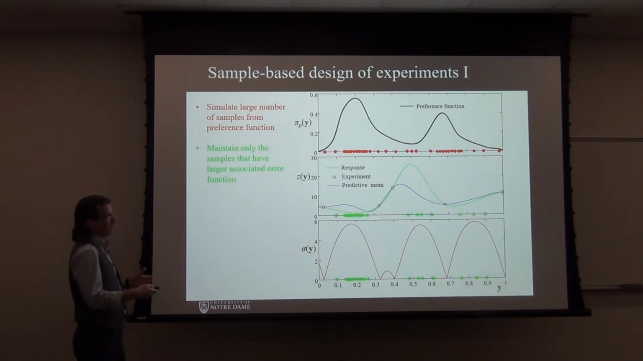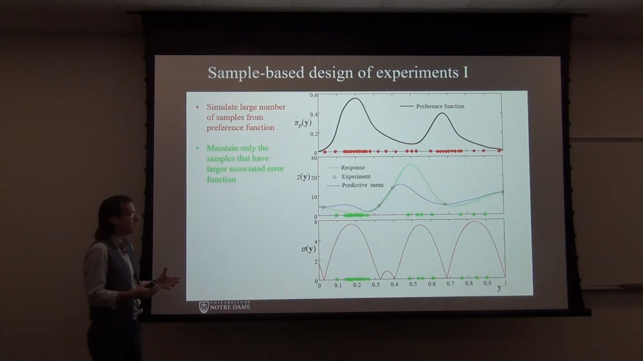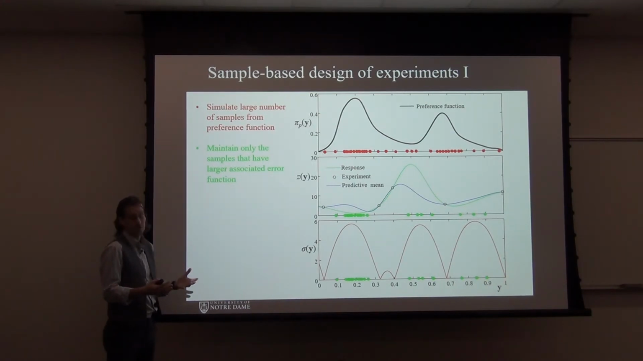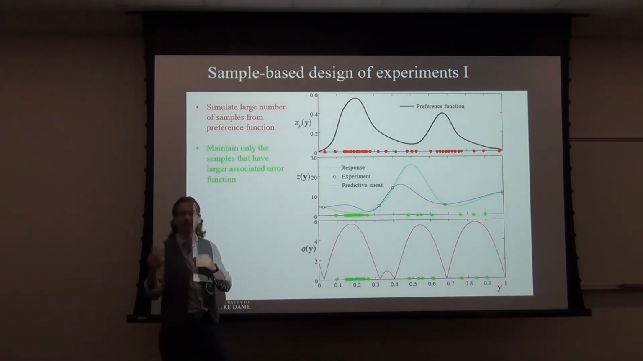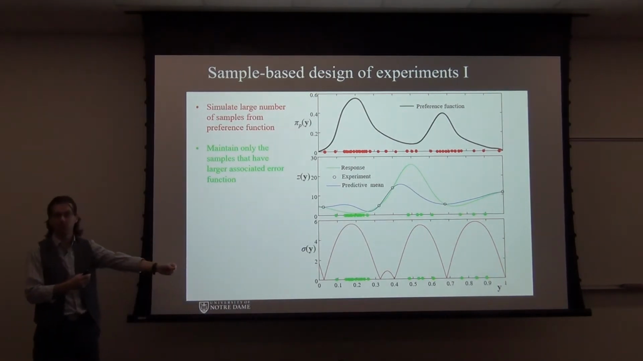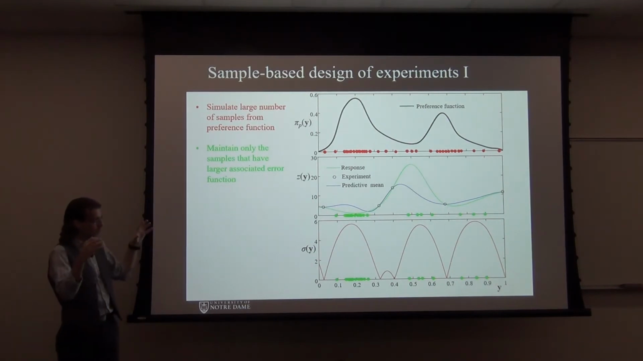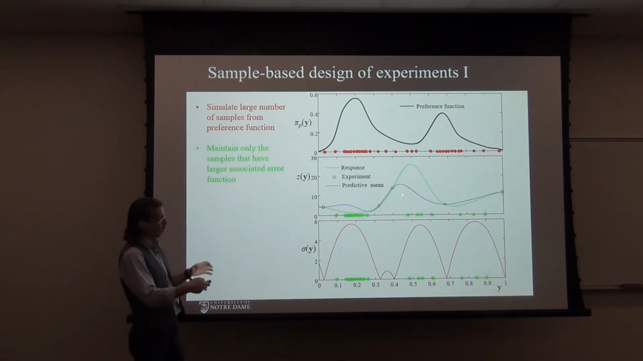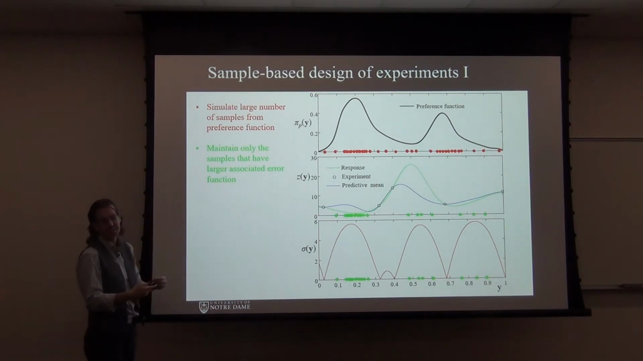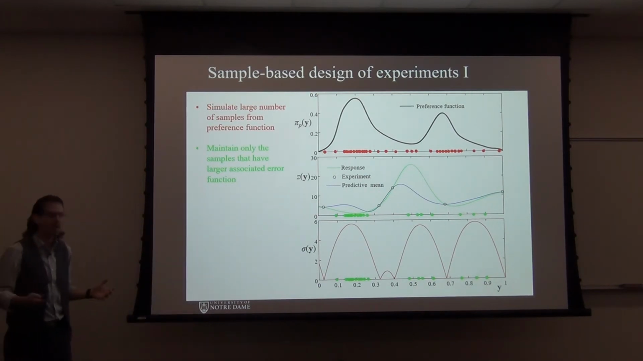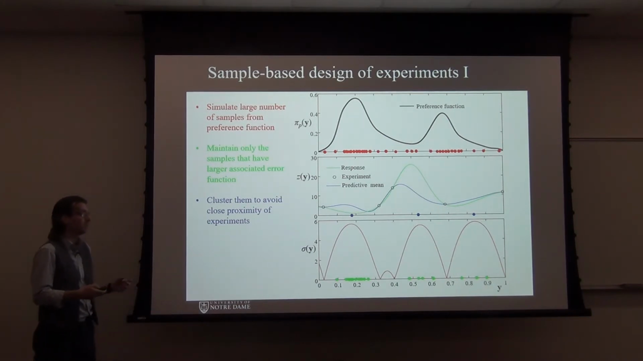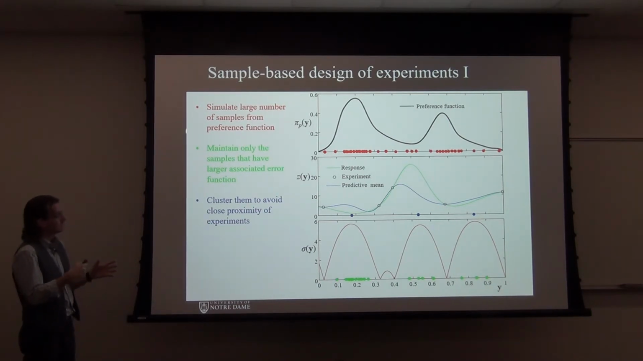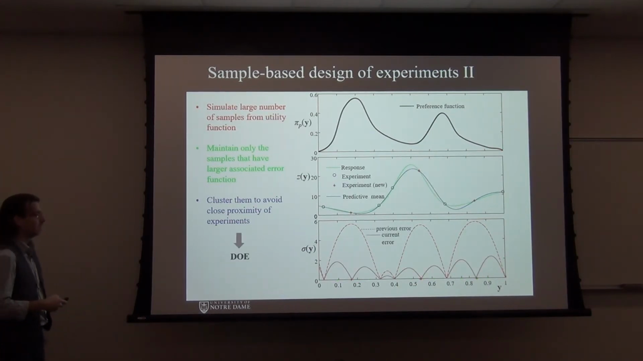But if you go and use all of this as the next experiment, you don't need all of them. Because some of them, the ones that are close to one another, one gives you good enough information for the other as well. So rather than including all of these as new experiments, you can cluster them into the desired number of experiments so that you avoid close proximity experiments. And so these three stages give you, at the end, your design of experiments.